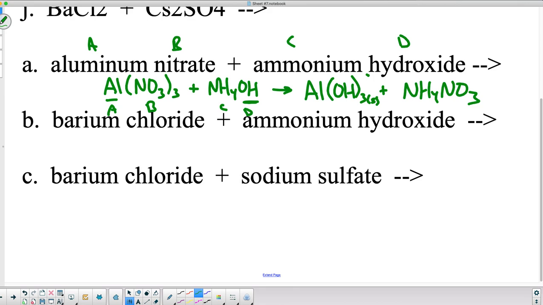Okay, so now all I have to do, once I've identified the solid, is finish the reaction by balancing it. I got 3 NO3s over here and only 1 over here because there's no parentheses. So I put a 3 in front for my NH4NO3. That gives me 3 NH4s, so I put a 3 in front here to give me 3 NH4OHs. I have 3 OHs here and 3 OHs here, so that works, 1 Al and 1 Al. Okay, so that's it. And we're all balanced. That's a 1-3-1-3 reaction. Notice the solid.